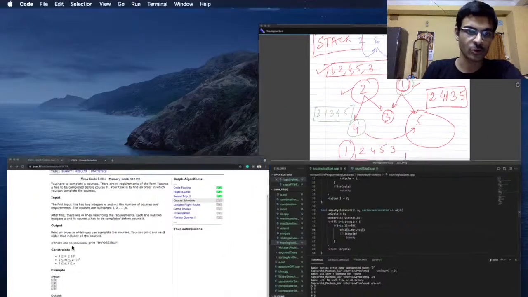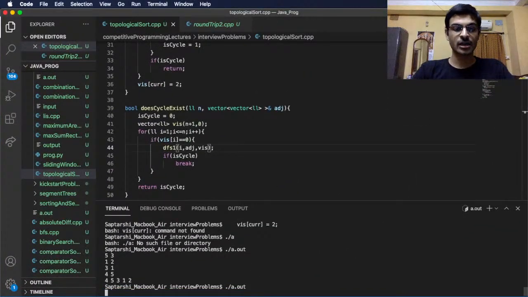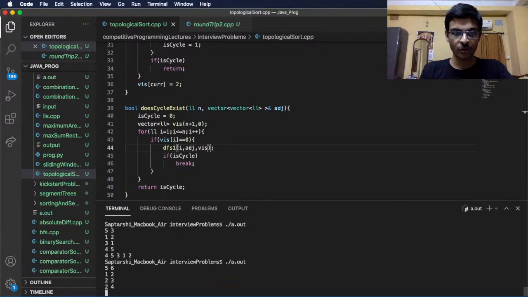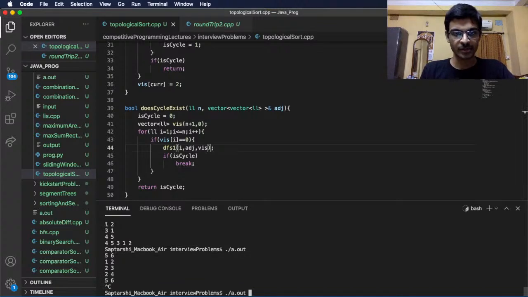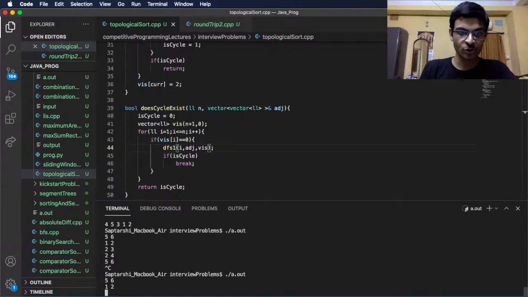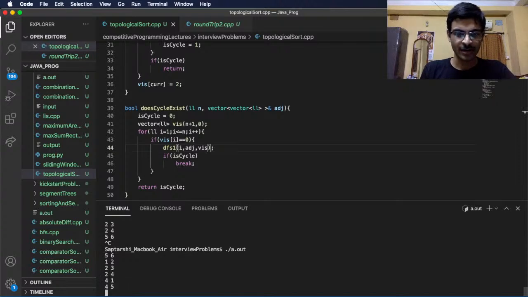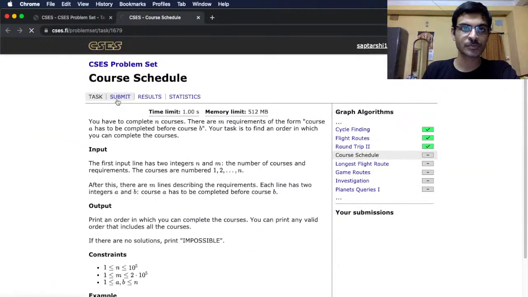Yeah, 45312. So we have 45312, and now we can maybe create a cycle and see how it goes. Suppose there are 5 nodes and 6 edges: 1 2, 2 3, 2 4, 3, suppose 4 1, and then 4 5 and 3 5 maybe. Okay, so it is impossible. It is printing it. So we can maybe try submitting it.